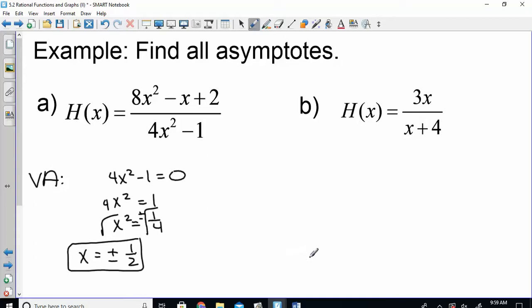Asymptotes are lines, so I will expect full equations. If you don't have the x equals, it will be wrong. You could write these separately, x equals 1/2 and x equals negative 1/2. It'll have two of those vertical dashed lines that we don't hit.